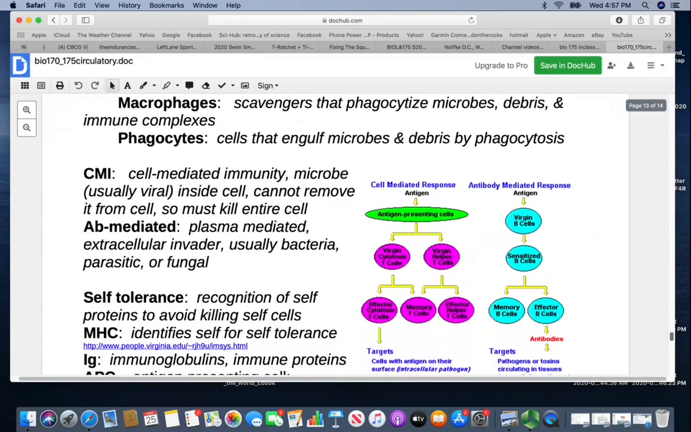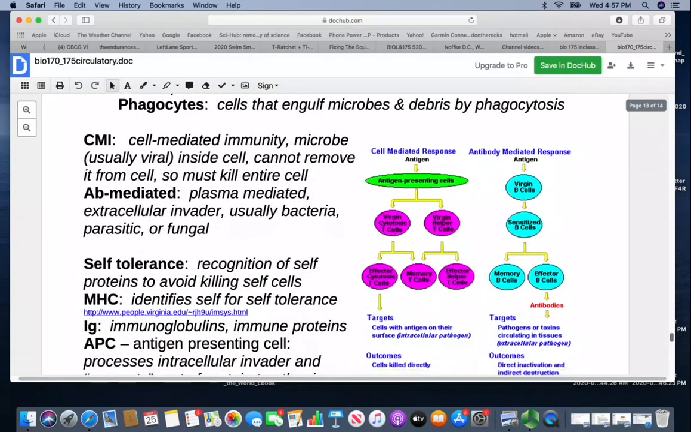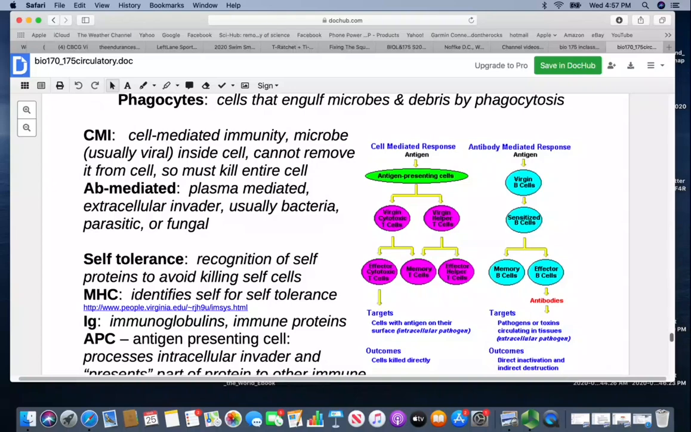So when we look at immune responses, specific immune responses, they're going to fall into two categories. The CMI, or cell-mediated immunity. Here, the microbe is inside the cell. This would include viruses. It will also include other things that sometimes will get inside the cell. Here, you cannot remove that organism from the cell, so you have to kill the entire cell.